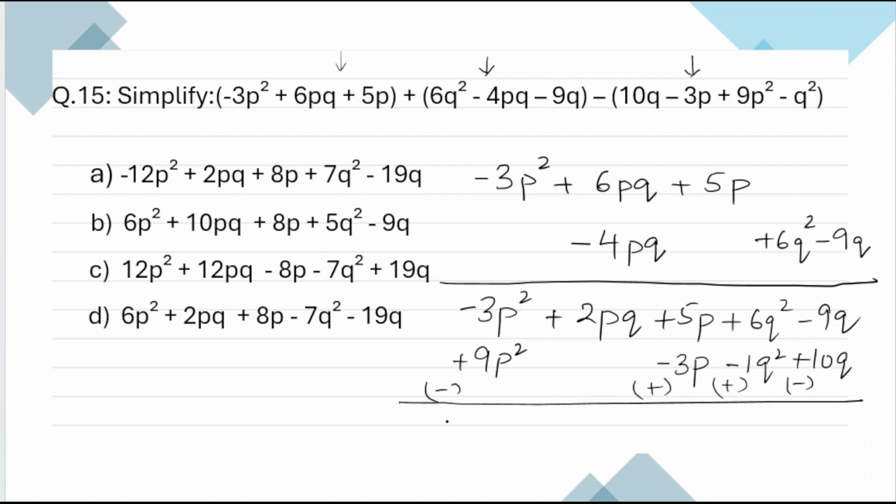Negative 3, negative 9 is negative 12p square plus 2pq. There is nothing in the second polynomial regarding this pq. Plus 5 plus 3 is plus 8p. Plus 6q square plus 1q square is plus 7q square. Minus 9q minus 10q is minus 19q. And that's our answer. So option A is the correct answer.